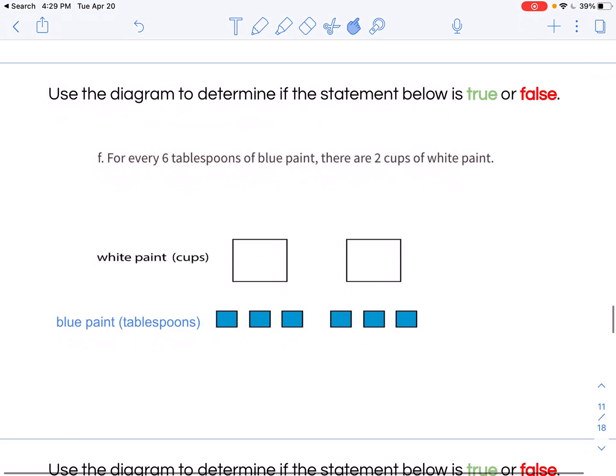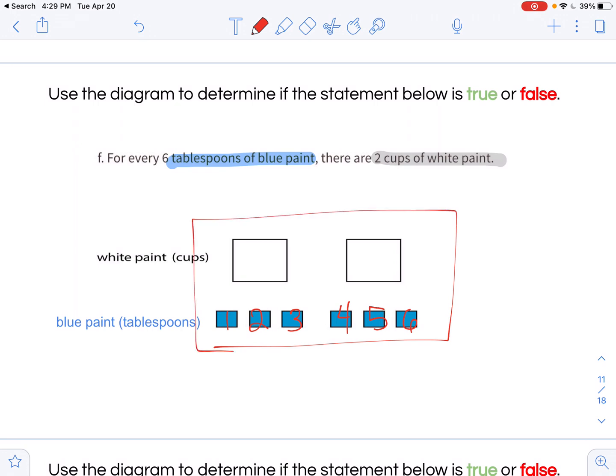Okay, F. For every 6 tablespoons of blue paint, there are 2 cups of white paint. All right, 2 cups of white, 6 tablespoons of blue. What do you think, true or false? Okay, this one says 6 tablespoons of blue. So I'm going to make 6 tablespoons of blue. This is my whole group. Hey, look at that. When I get to 6 tablespoons of blue, I can see right above that there are 2 cups of white paint. This is true.